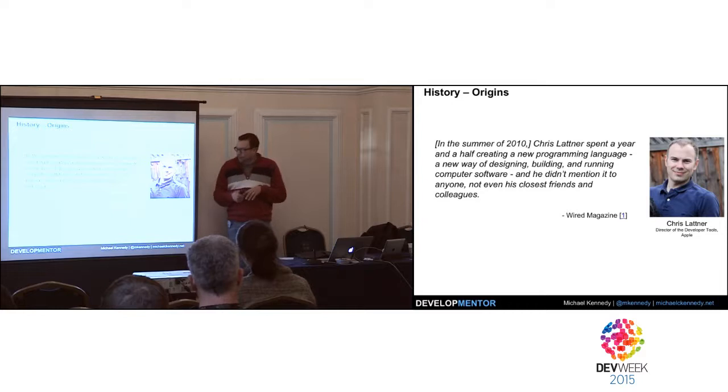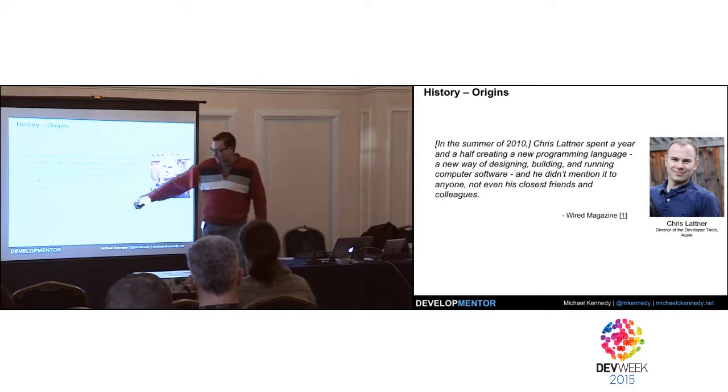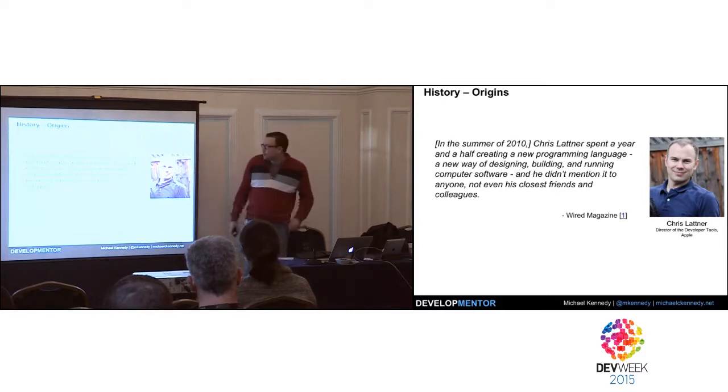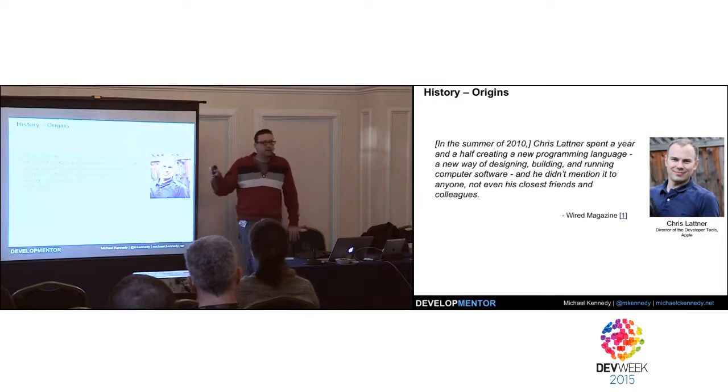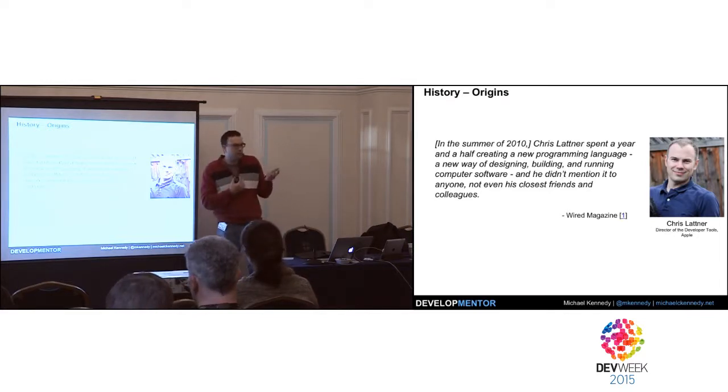So there's a really interesting article, and you can click on this link and pull it up in Wired that details the history of Swift when it first came out. So it says, in the summer of 2010, Chris Lattner, this guy, spent 1.5 years creating this language. And he said, what I need to do is create something that's modern and powerful and might be the next generation for what Apple's doing. And he didn't tell anybody. He just said, you know what, I'm going to go home from work and I'm going to do this.